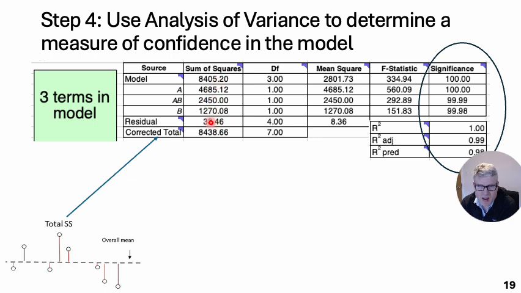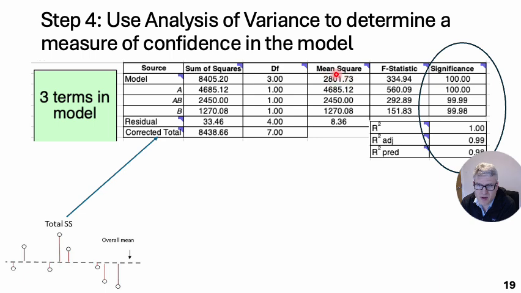Whatever's left over is the residual, that's from all those other terms, and then that creates that total sum of squares that we talked about on that previous slide. We can divide by the degrees of freedom, so the model comes from 3 terms, the residual comes from the 4 terms, the total is 7 terms. So basically we can divide those and get what we call mean squared, or the variance.